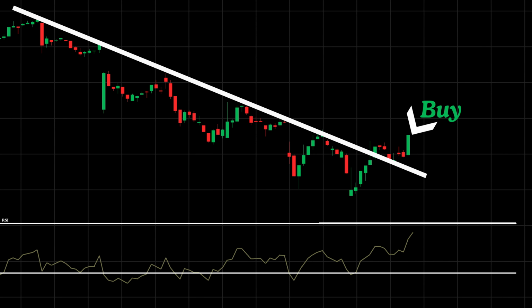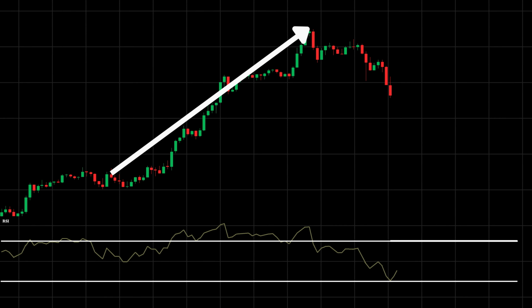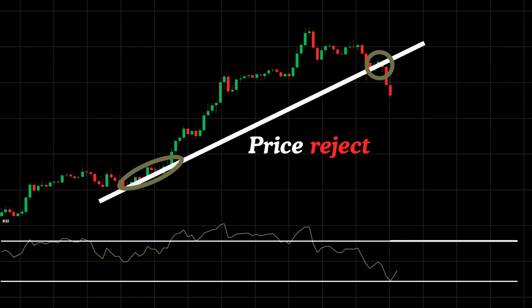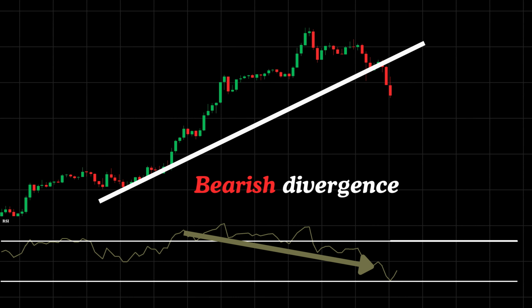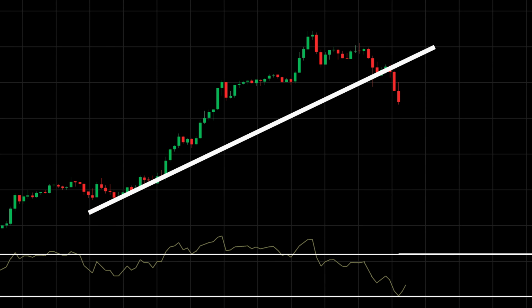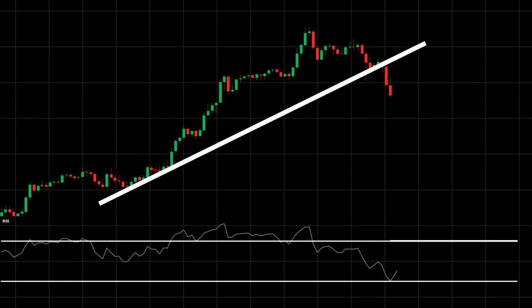Now let's examine another example. Here, the market is clearly in an uptrend, so you can draw a trend line connecting the rejections at several support levels. Then, we observe a bearish divergence forming. The RSI is making lower highs, but the price continues pushing to higher highs. Shortly after, the trend line is broken and a large bearish candle appears. This setup indicates a potential sell trade.